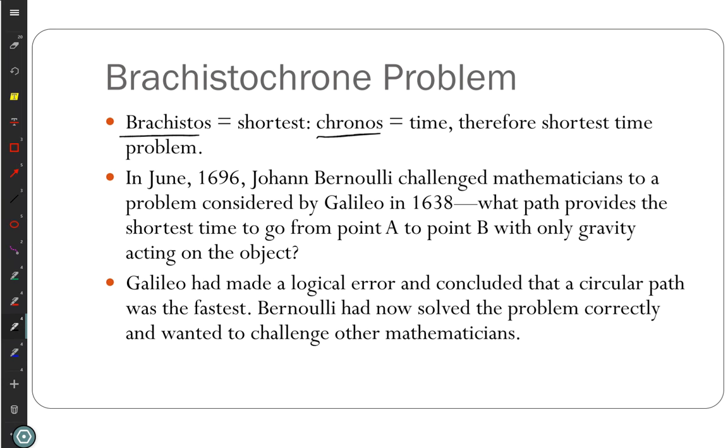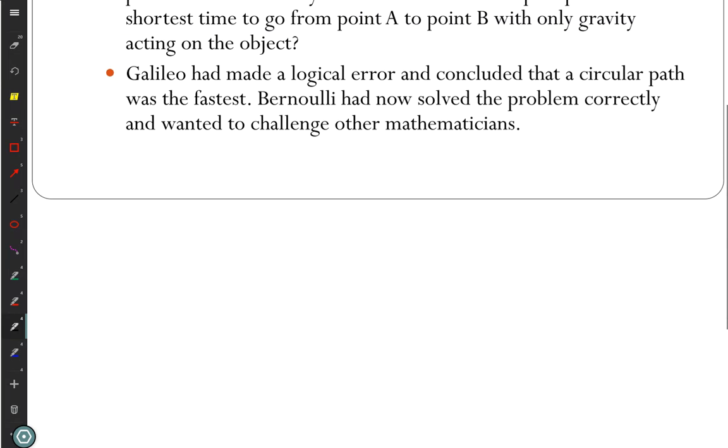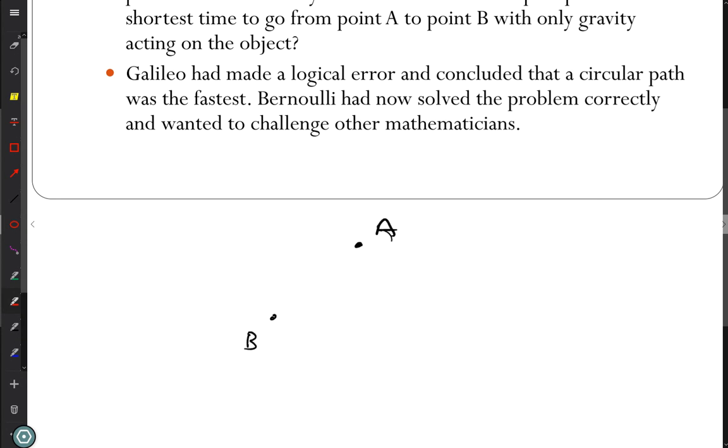So Johann Bernoulli, I said Joseph before, Johann's brother, I suppose you'd say Jacob, I don't know. Anyway, the Bernoulli brothers. Johann looked at a problem that Galileo did wrong. Galileo said that if you want to get from point A to point B, with gravity being the only thing acting on you, the shortest path is going to be a circular arc. So basically, if the only thing acting on the object is gravity, I should just have myself a nice little half or quarter circle there.